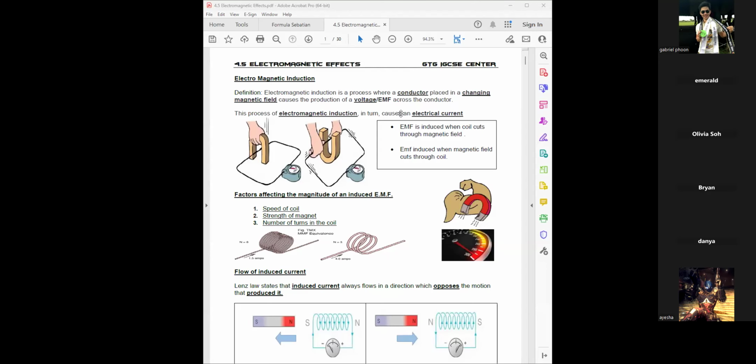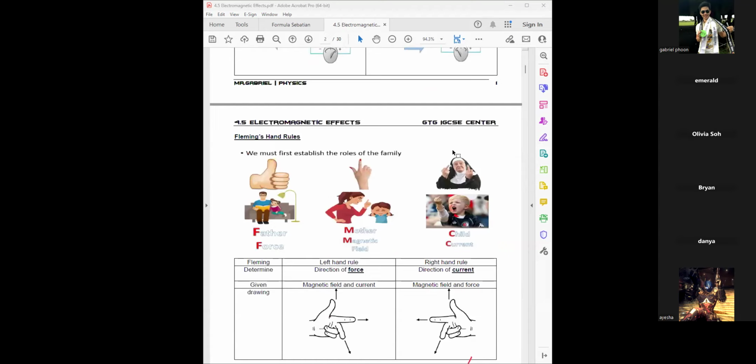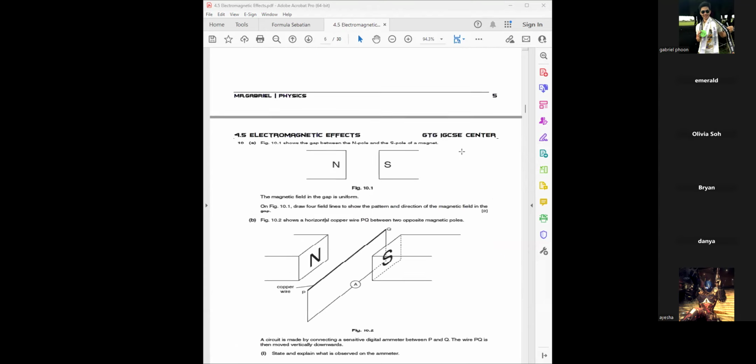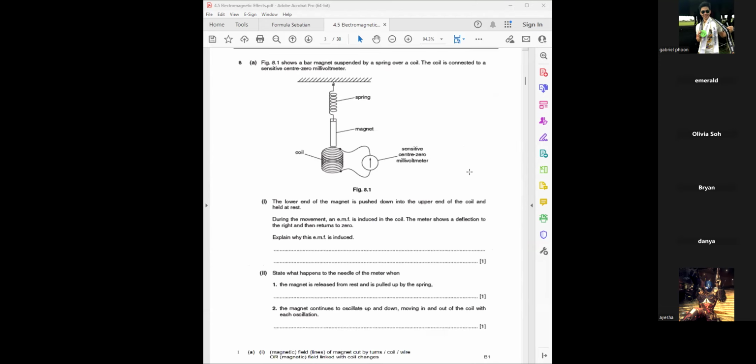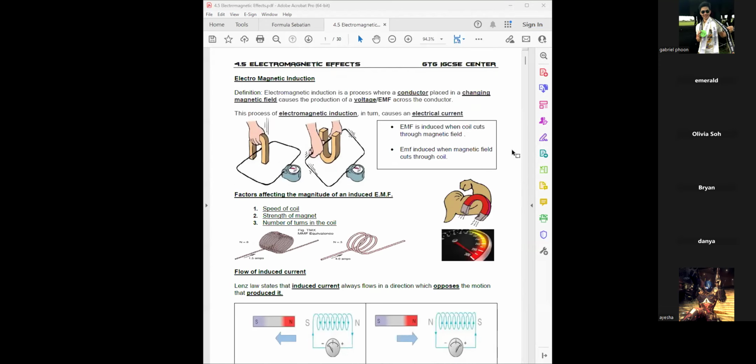Okay, ladies and gentlemen, I want you all to pay extra attention today because this chapter is arguably one of the most annoying chapters, which I've seen many of your seniors struggle with like crazy already. So please pay extra attention to this chapter.